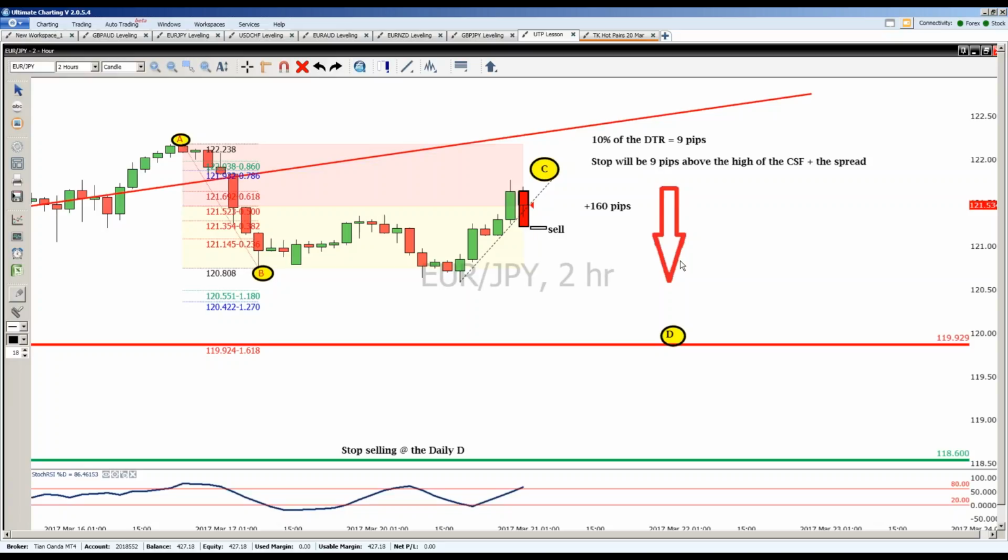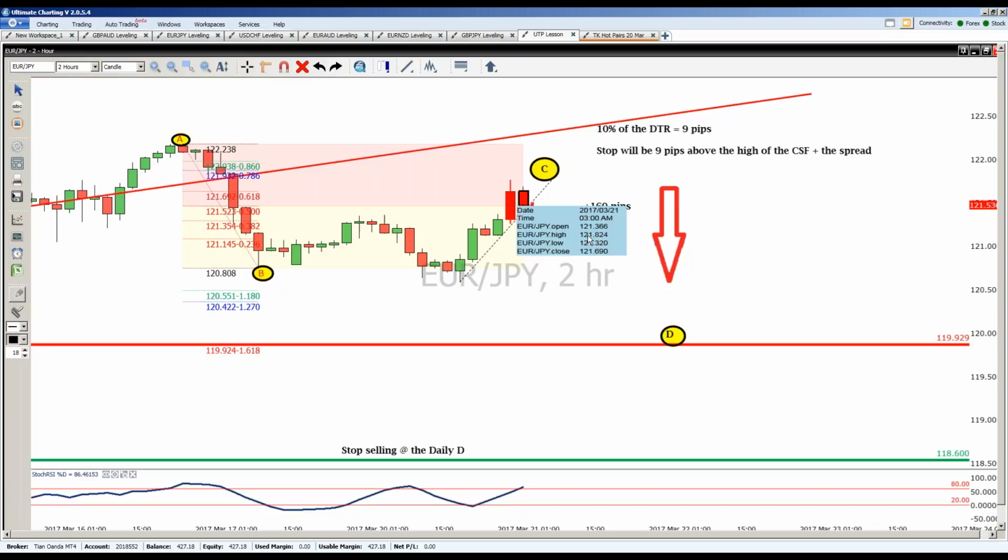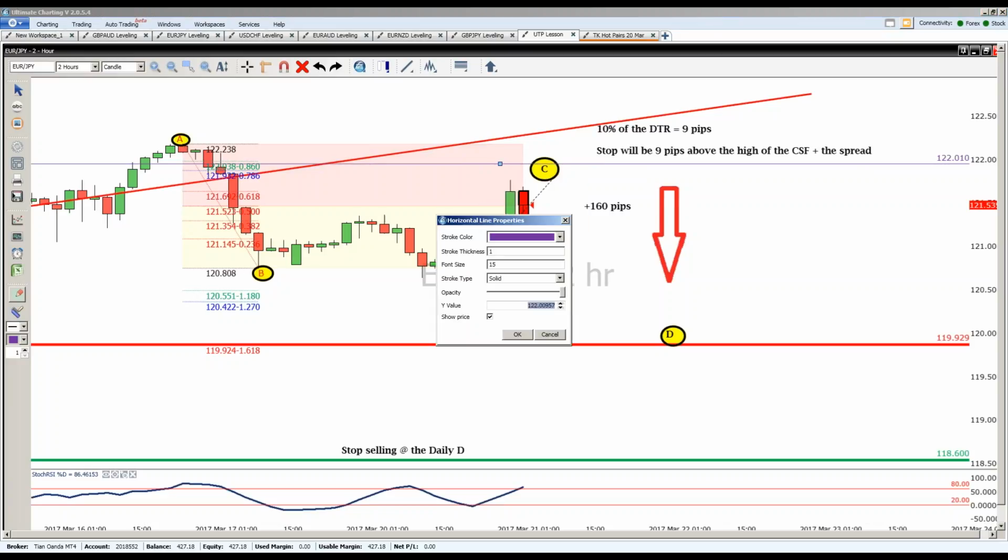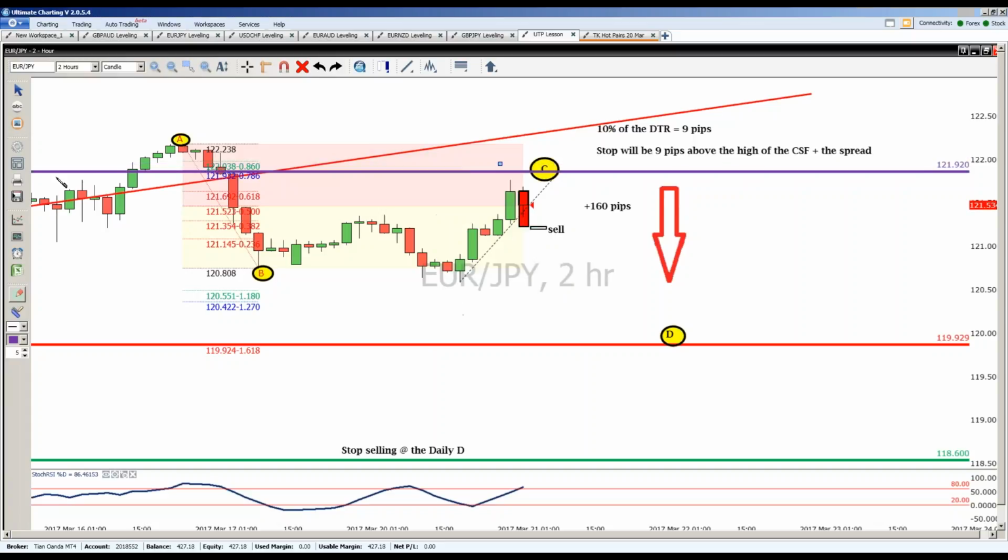Now, thank you. I place my stop above the high of the candlestick formation. Now that high is 121.82, so that means my stop is going to be 121.92, 10 pips above. There we go. That will be the stop.